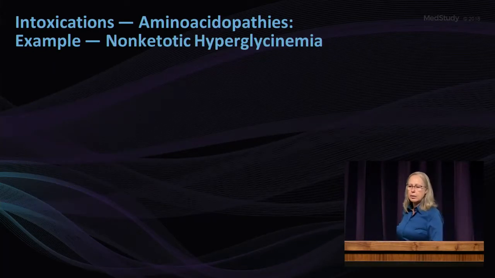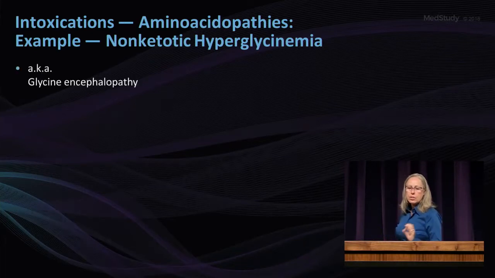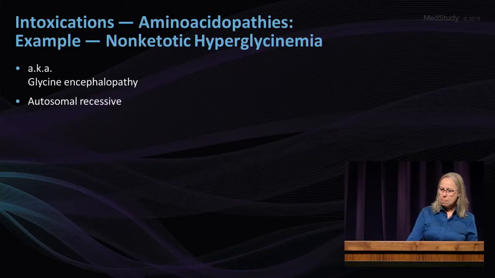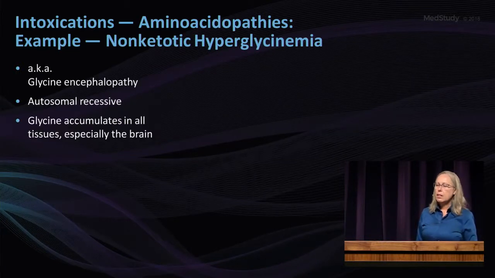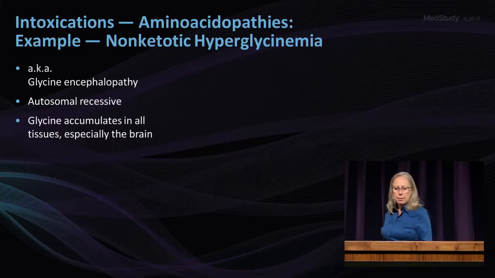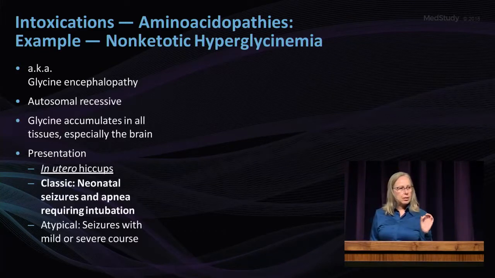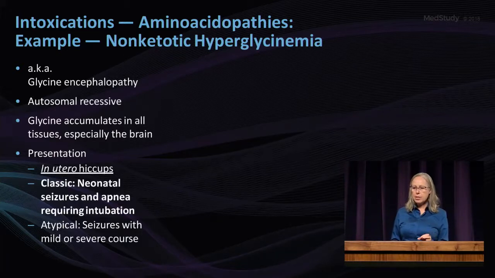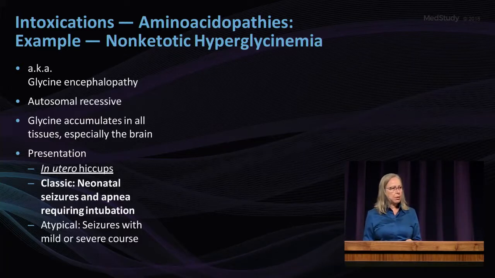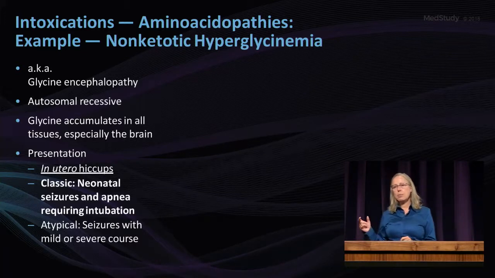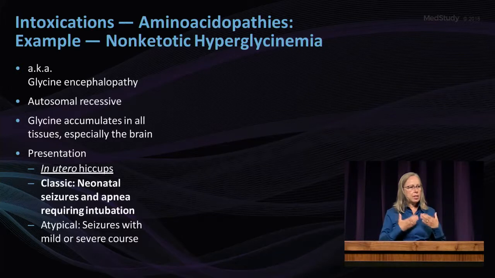All right, non-ketotic hyperglycinemia. This is also known as glycine encephalopathy. It's autosomal recessive. The glycine accumulates in all tissues, especially the brain. Presentation. On the history, looking for in utero hiccups. Classic presentation is a neonatal seizure and apnea that requires intubation. And this occurs before you've had substantial PO intake. So rather than the intoxication building up over the first several days of life, this kid in 12 hours is starting to have apneic episodes and seizures.